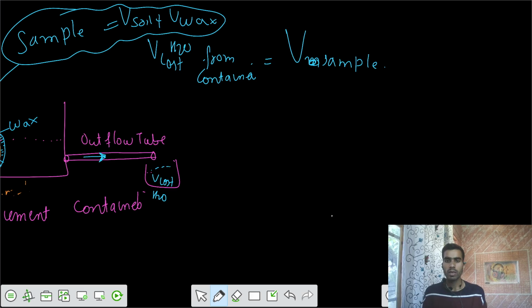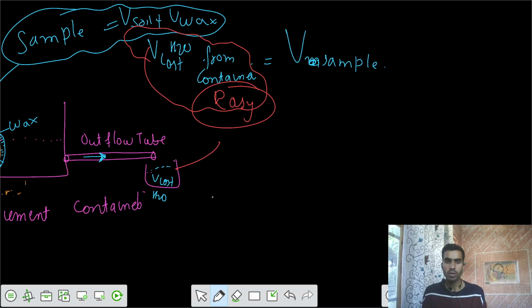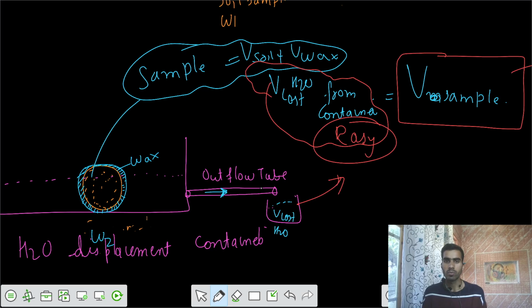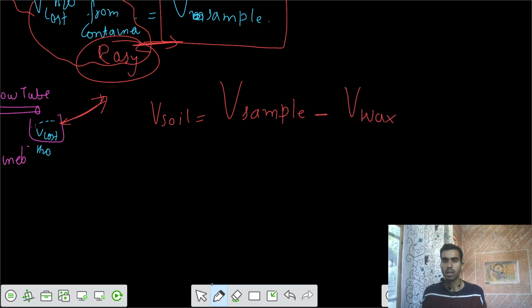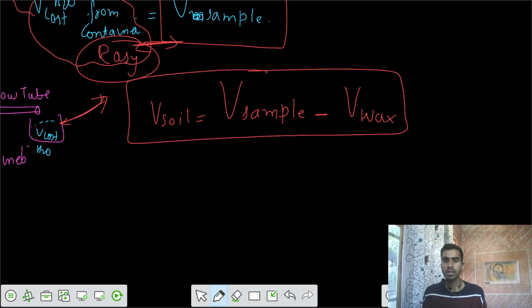Now this part is easy to calculate. We know how much volume of water has been lost. Once we get that value, it's easy. But this is not the actual volume of soil. Our main part is the volume of soil. The total volume of sample we get from the volume of lost water. Then we subtract the volume of wax in order to get the volume of soil.